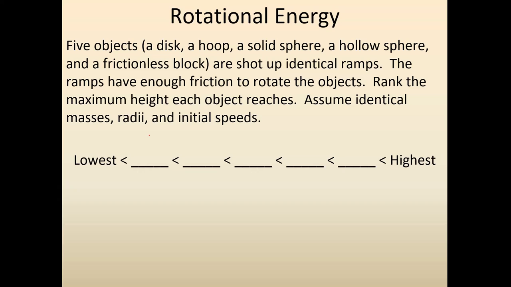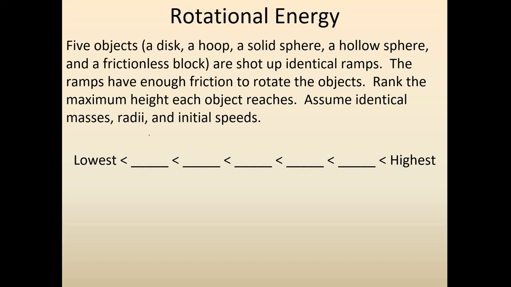Pause the video, work it yourself. I'm going to go over it in a second. All right. So we're going to do the same thing, where we first look at what's going on with the block and compare it to the rotating objects. This time they're being shot up the ramp, and we want to compare their max heights. Again, we're going to end up ranking their rotational inertias. The question is in which order.